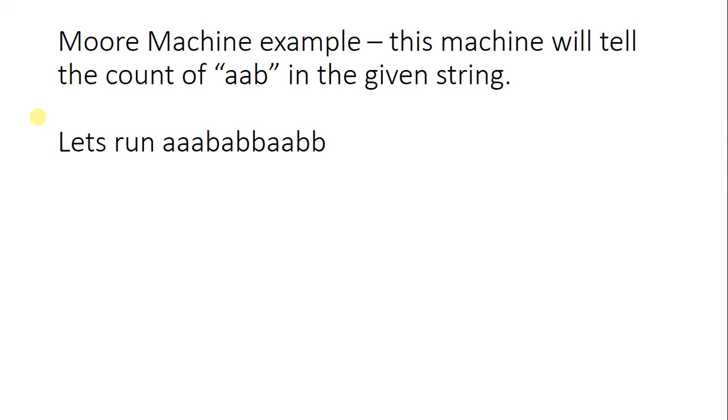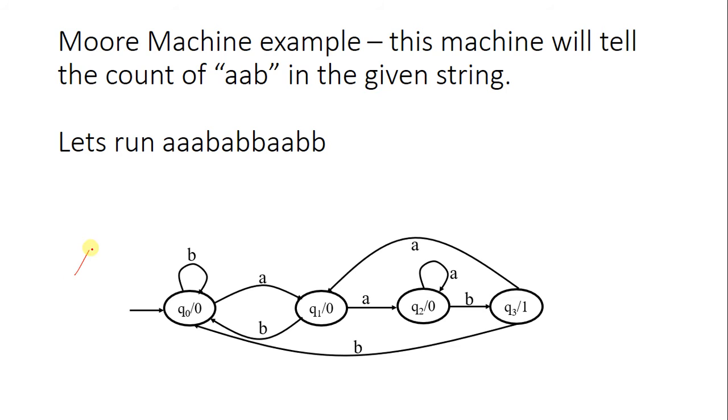So let's see another example. Here we have this Moore machine, and this machine will tell us how many times this substring occurs in the input. So let's run this string, and here this substring occurs 2 times, 1 time here and 1 time here. So we have 2 ones, and all other outputs would be zeros. So we start from here, output is 0, so I write 0 here. This is the next output.